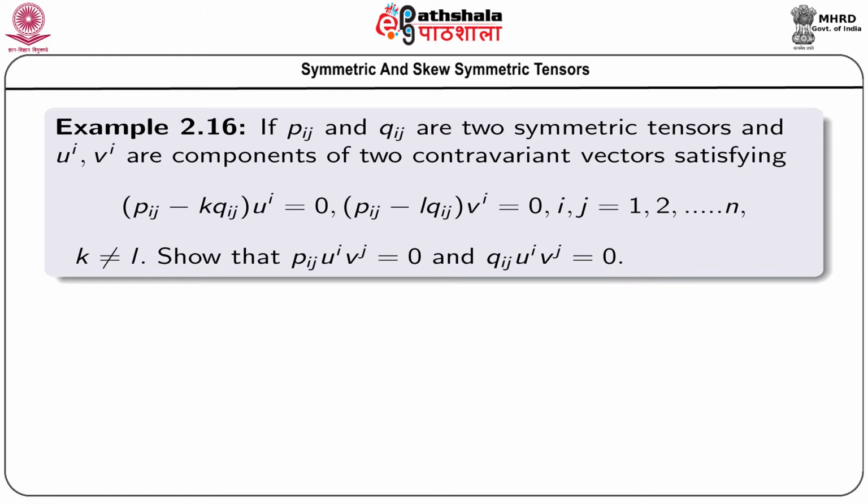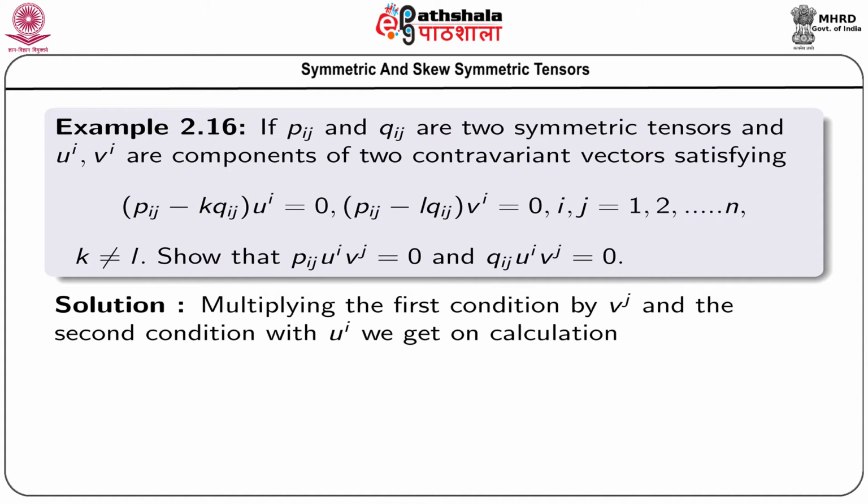Now, let us take another example. If Pij and Qij are two symmetric tensors, and ui, vi are components of two contravariant vectors satisfying the equations (Pij minus k Qij) ui equals 0, and (Pij minus l Qij) vi equals 0, where i and j run from 1 to n, and k is not equal to l, then Pij ui vj equals 0 and Qij ui vj equals 0. We have to show these relations.